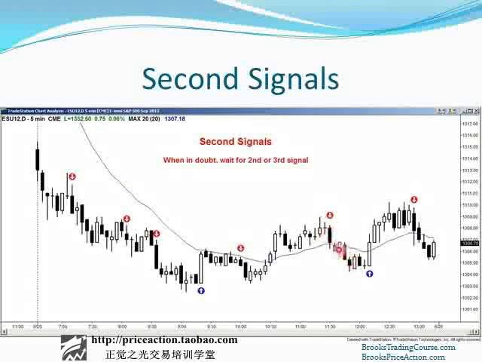Here's the first entry long after a 7-bar bear micro channel, 7 or 8 bars down. Here's the second signal. Again, not a great signal bar, but at least it's a second signal, and that increases the probability of success.